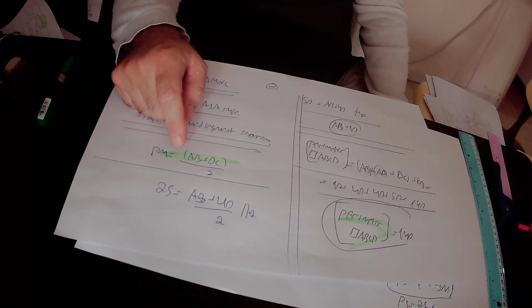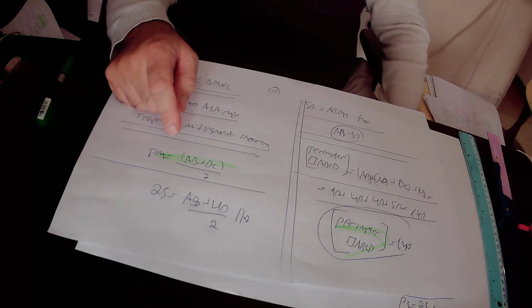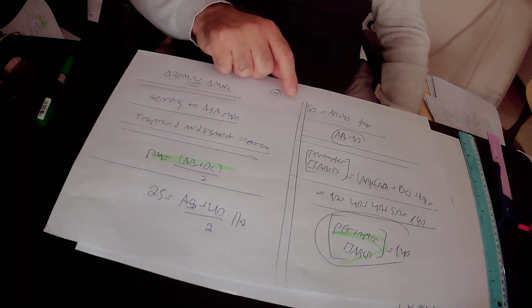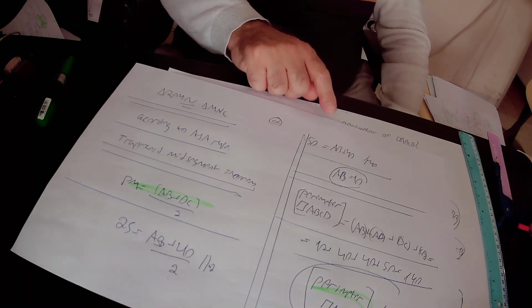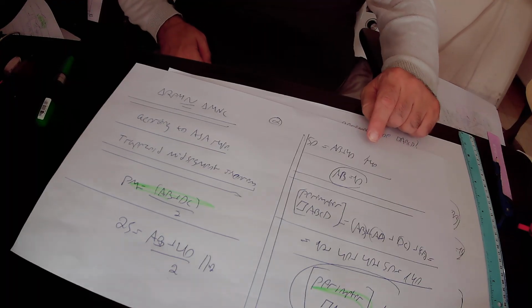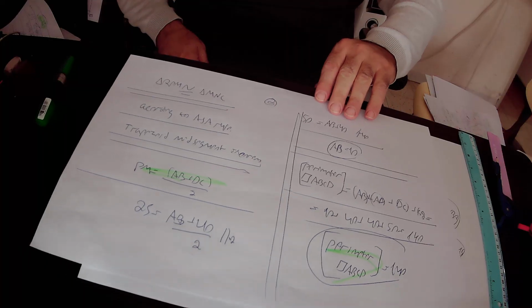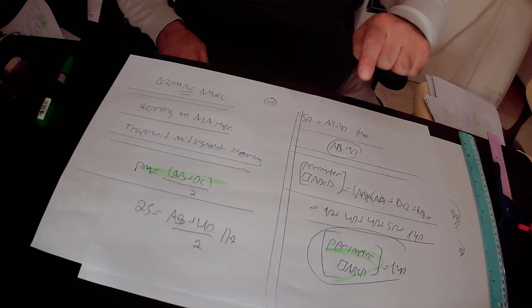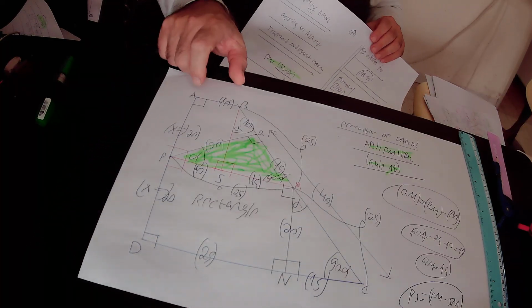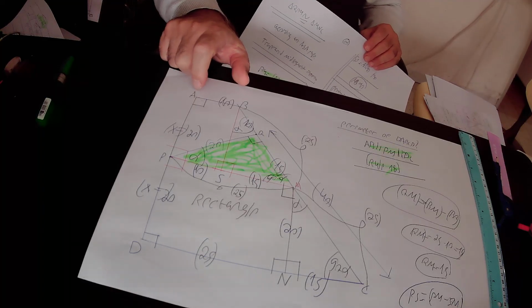Here we multiply this equation by 2 and find out that 25 times 2 is 50, so 50 equals AB plus 40. Here we subtract 40 from this equation and find out that the missing side AB equals 10 units in length. 50 minus 40 is 10, so AB equals 10. This is the missing side AB, it equals 10 units in length.